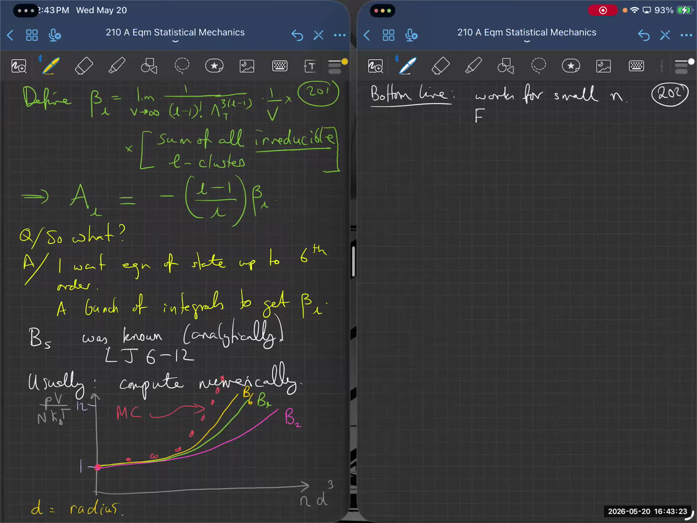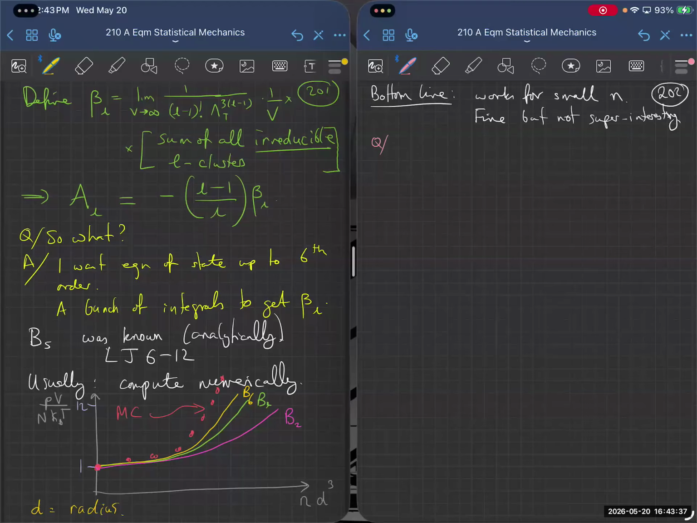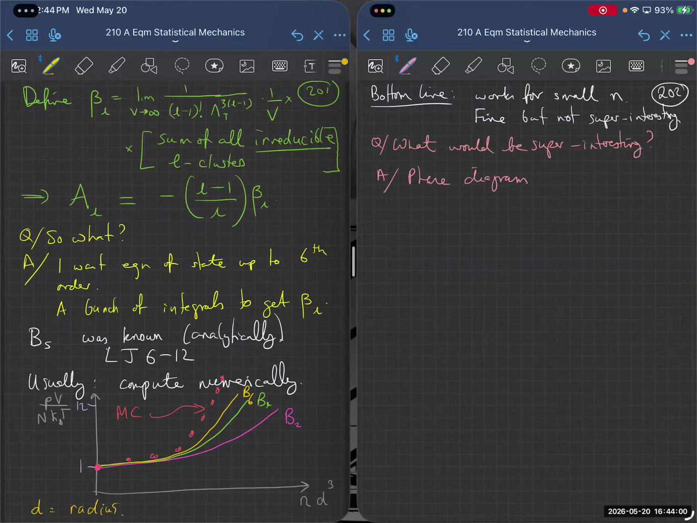and that's fine, but not super interesting. Now, what would be super interesting? Well, the answer is, what would be super interesting is if you could predict the phase diagram. So let's see if we can do anything like that.